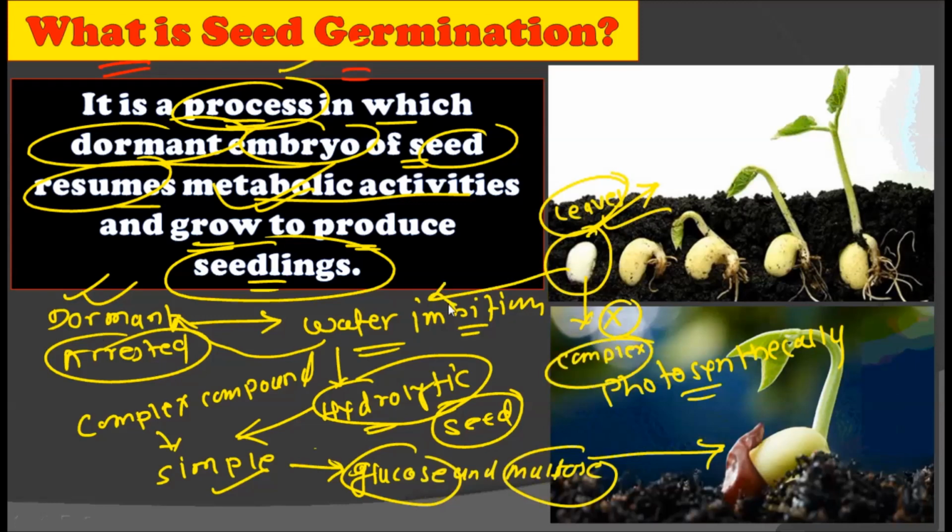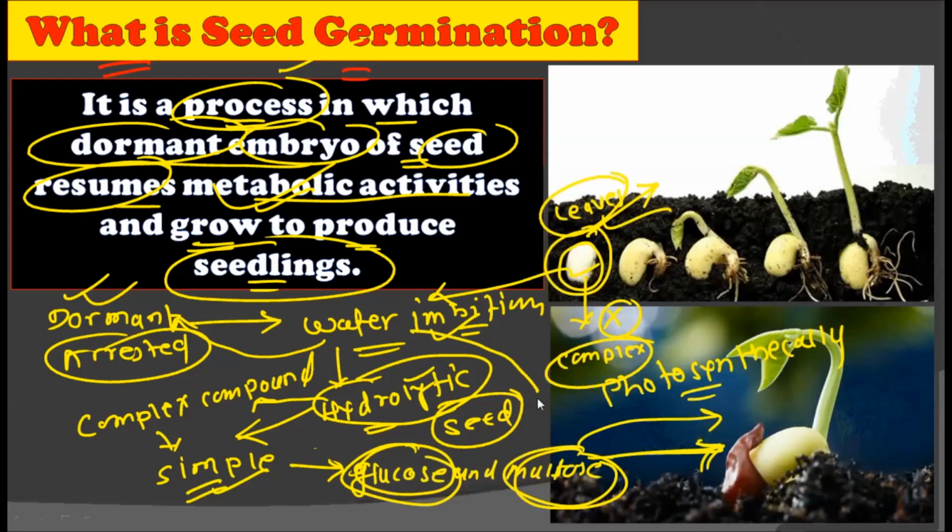But this seed imbibes water, and the hydrolytic enzymes present in these seeds get activated. These hydrolytic enzymes convert the complex chemical compounds present in this seed into simple organic compounds such as glucose and maltose. These glucose and maltose are utilized by the seedlings during the non-photosynthetic phase. Due to the water imbibition and the use of these compounds, growth in the seed takes place. Due to the growth, there is a huge pressure on the seed coat.